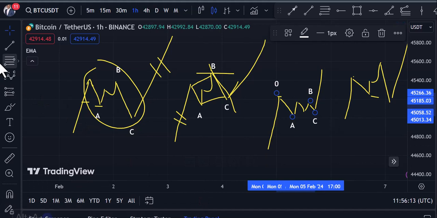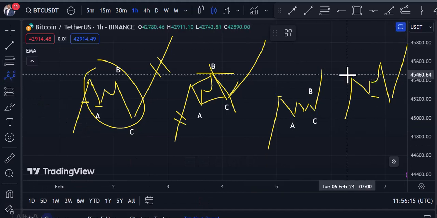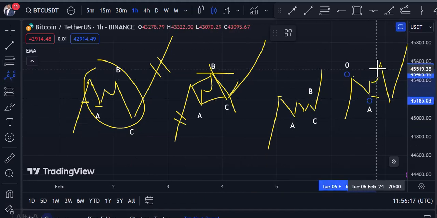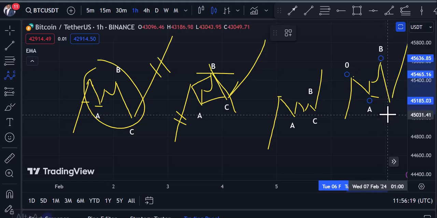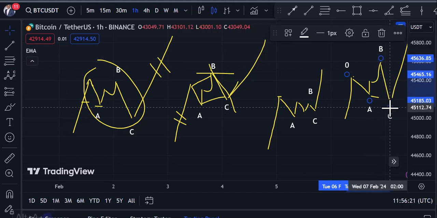Then the last one here is also here. We measure it like this. Don't mind my drawing, guys. I just want you to get the concept before you dive into the real market. Okay, so this is how it's being labeled, guys. You label it this way, and as it's completed, you start taking action.